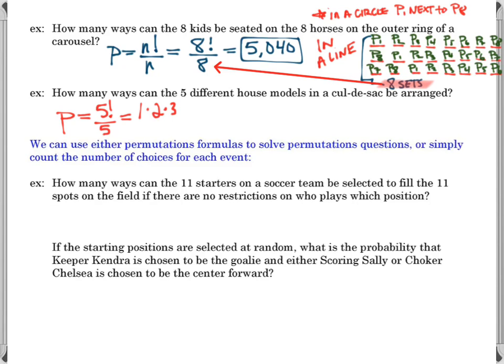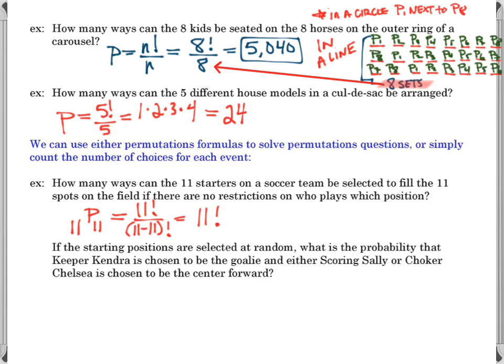All right. So 5 different model houses in a cul-de-sac would be our circular arrangement. Can be arranged. All right. 5 factorial divided by 5 gives us 24. All right. We have 11 stars on a soccer team, filling the 11 spots. Again, the order is important from all 11. You pick 11. You have 11 factorial different restrictions on who plays what position.